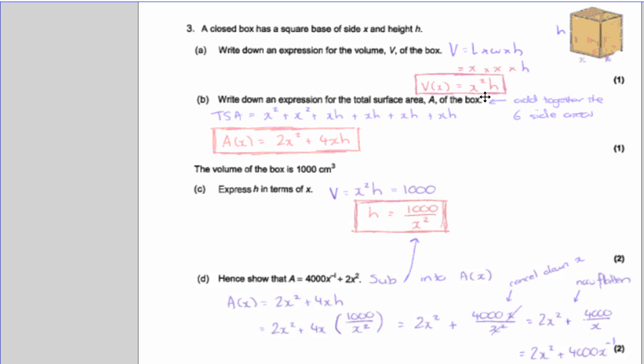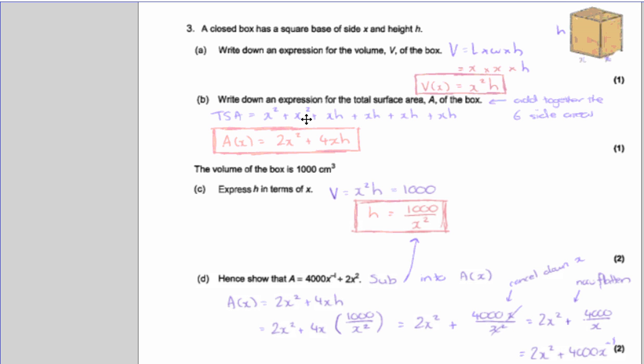Write down an expression for the total surface area of the box. So back to the geometry unit, remember the surface area is all the areas of the sides added together. Remember, in a box like this, there's 6 sides in total. So total surface area, I think there'll be the bottom. The bottom will be x squared. The top area will be x squared, x times x.